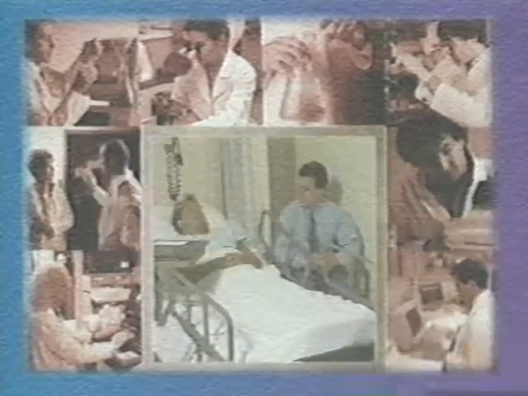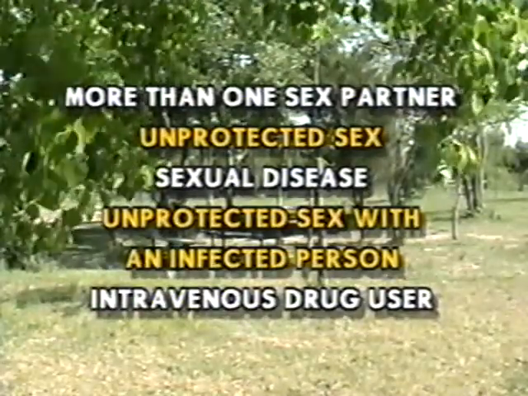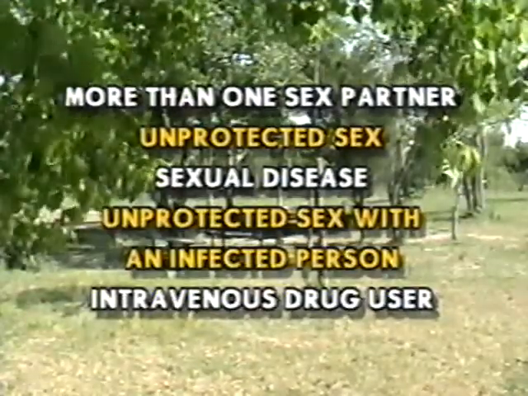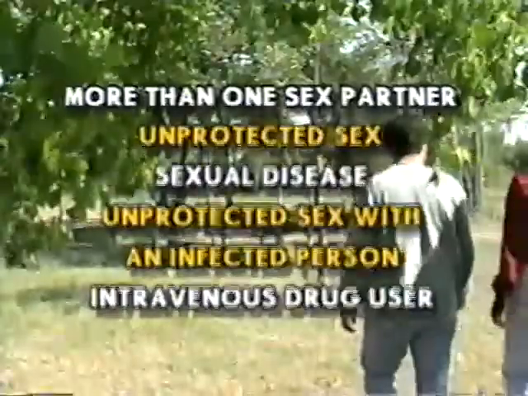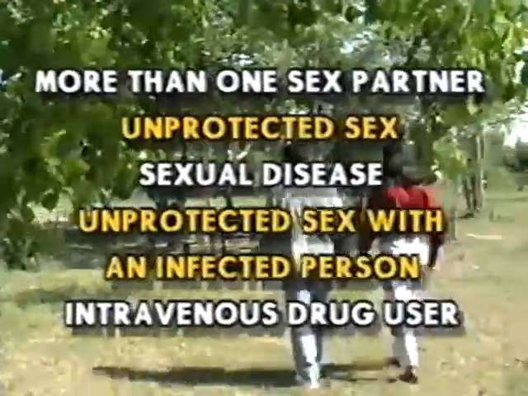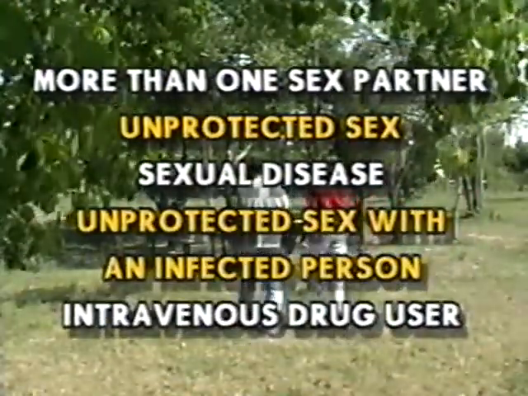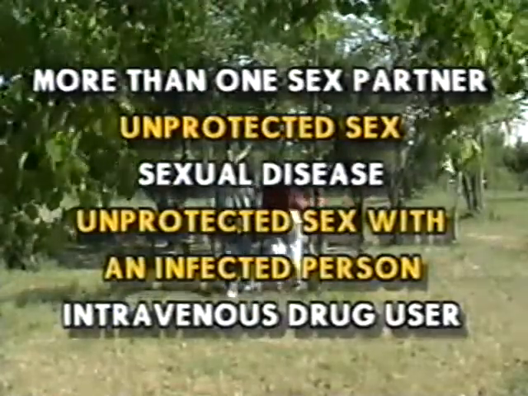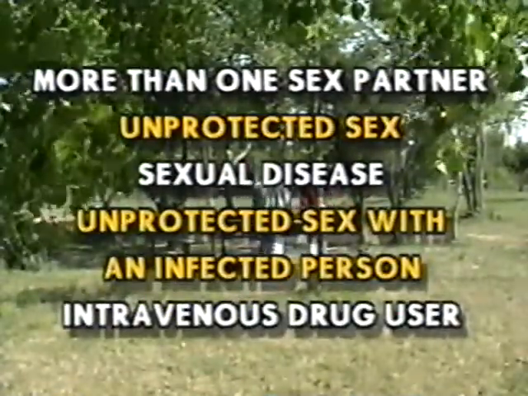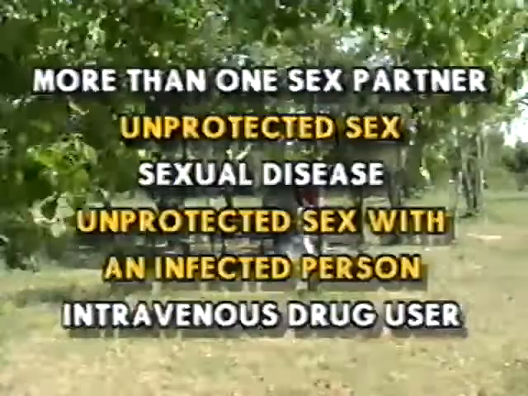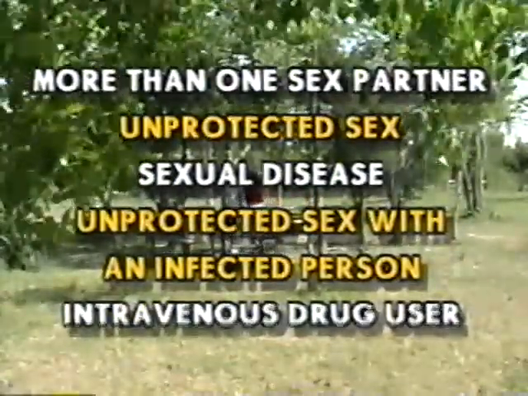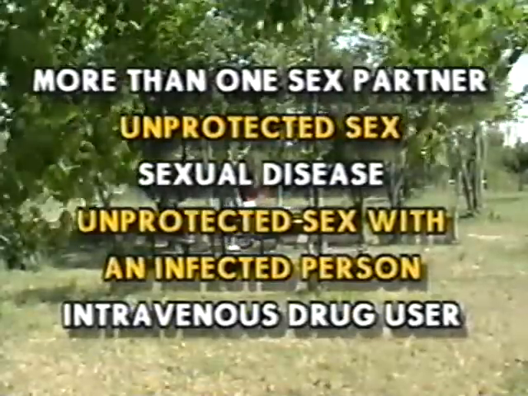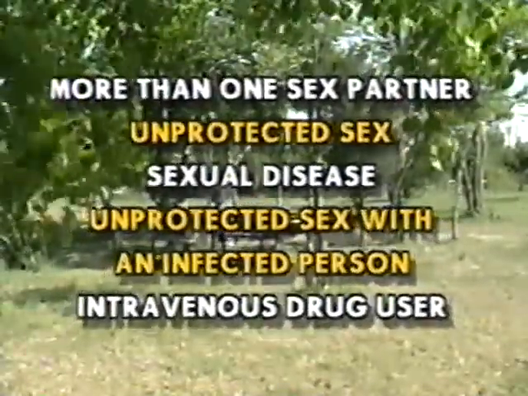Lifestyles. You may be at risk if you have had more than one sexual partner. You have unprotected sex. You or your partner have ever been diagnosed with another sexually transmitted disease, such as herpes, gonorrhea, syphilis, chlamydia, or genital warts. You or your partner have had unprotected sexual contact with an infected person. You or your sexual partner are an intravenous drug user.